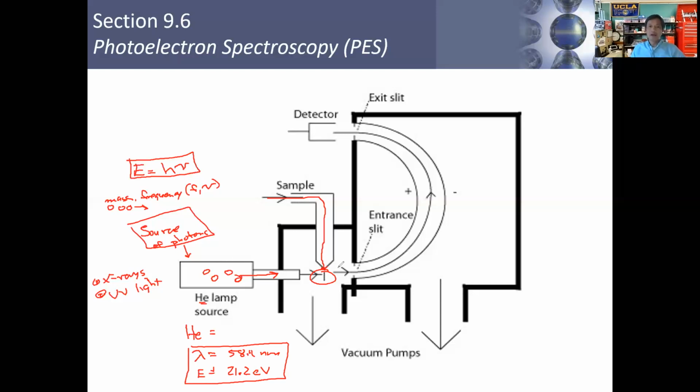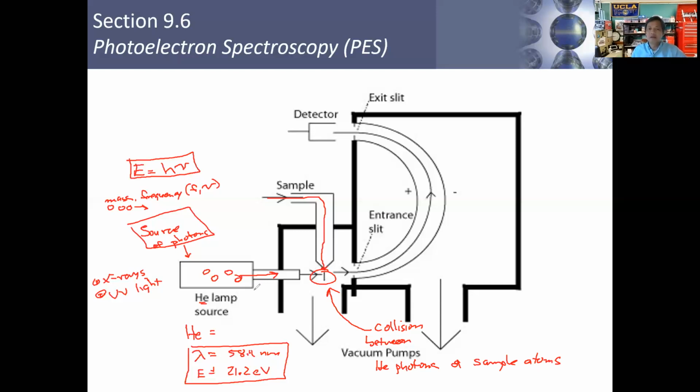So at this point here, we have a collision occurring between the helium photons and the sample atoms. When that collision occurs, the electrons get ejected. Obviously the protons won't do anything. They're stuck in the nucleus.